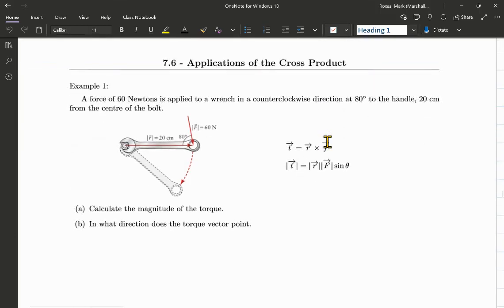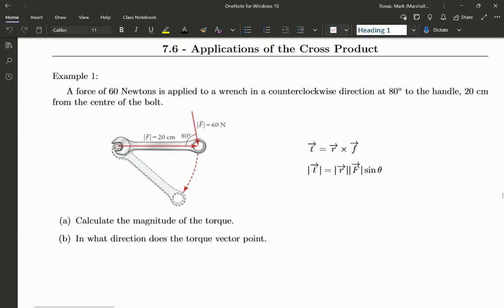Okay, 7.6 applications of the cross product. So let's look at a few applications of the cross product. The first one is going to be about torque.